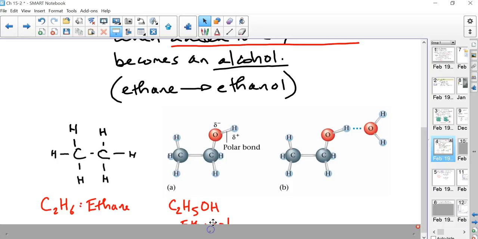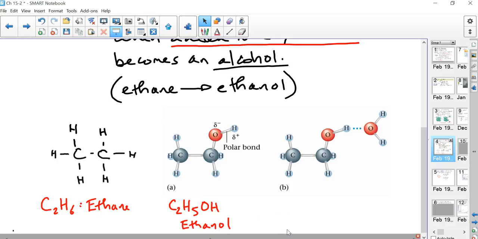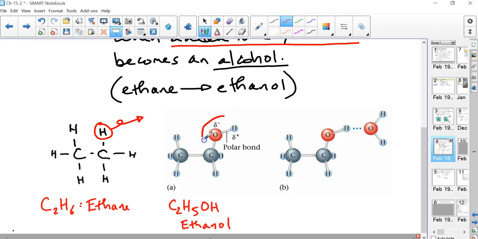The ethane molecule is C2H6, totally nonpolar. Remember, there's not a significant electronegativity difference between the carbons and the hydrogens. And they're also equally distributed in 3 dimensions, so there's no polarity to the molecule. If, however, we take just one of those hydrogens and remove it and instead put in this polar OH alcohol group, all of a sudden we're introducing some polarity to the molecule.